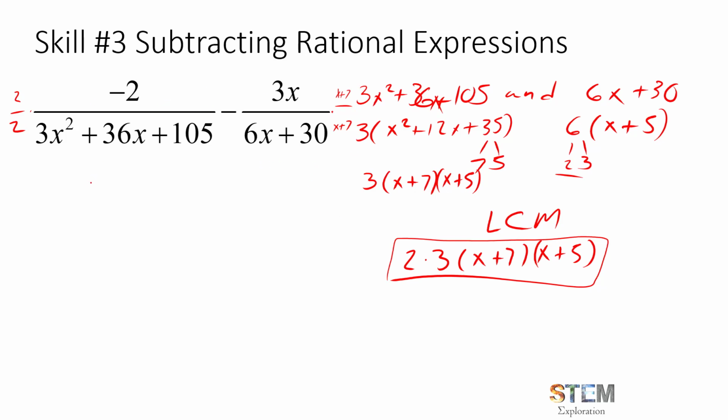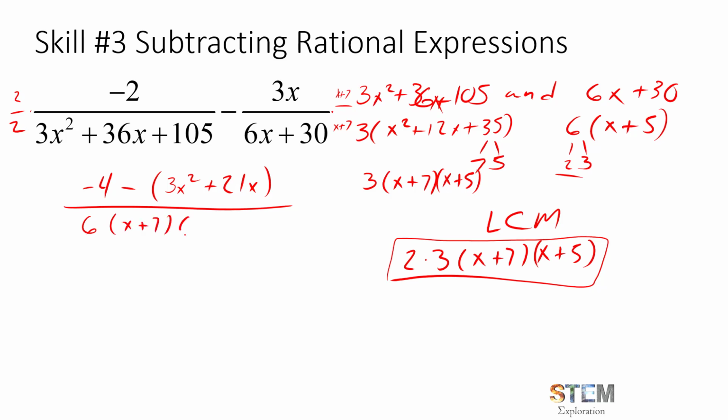And so now we just do some basic multiplication. So we go -4 here, minus 3x squared, because 3x times x is 3x squared, and 3x times 7 is 21x. And then your least common denominator is all these things multiplied together. So I'm going to combine the 2 and the 3 to make a 6. And then I'm going to go x plus 7 times x plus 5. And now we're almost done.